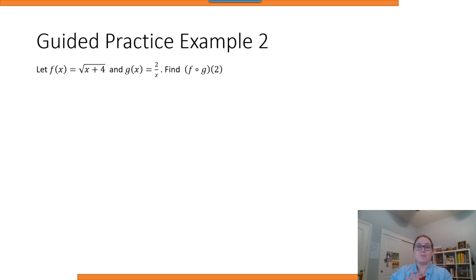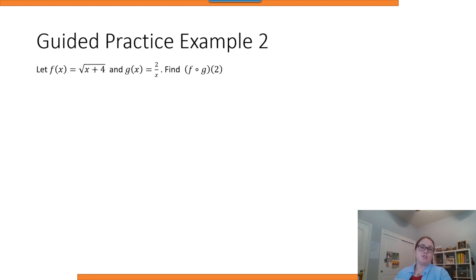Okay, so let's do an example with composition of functions. Here I've got a function f of x is the square root of x plus 4, and g of x equals 2 over x. When you're given an actual number to plug in, like here we're being asked to find f composed with g of 2, you take that x value 2 that they've given us, and you plug it into the function that's closest to the 2. So here it's the g.